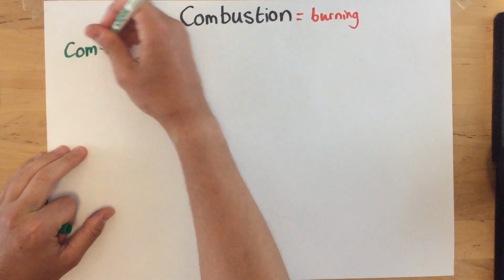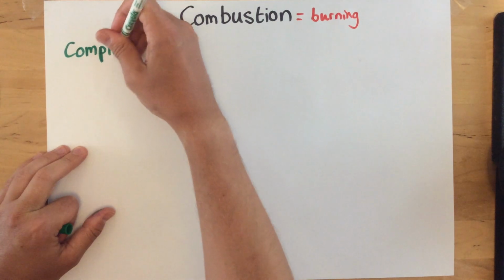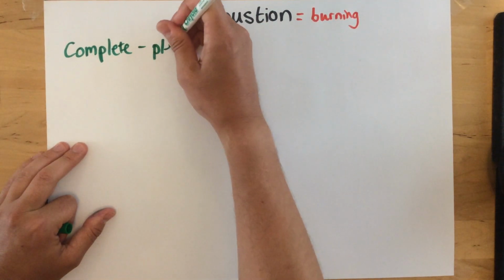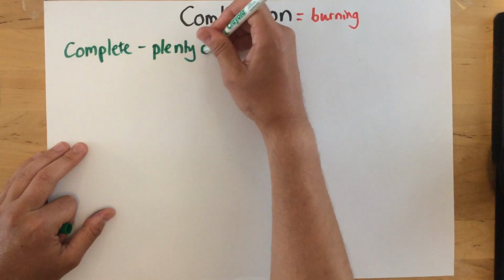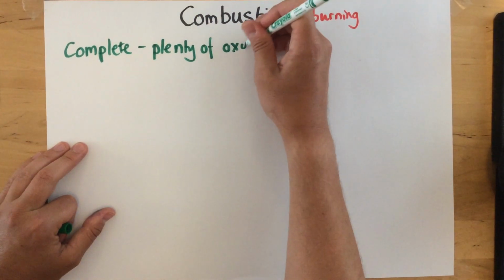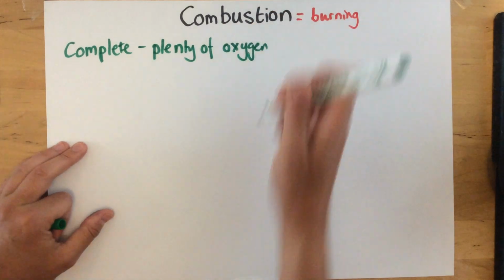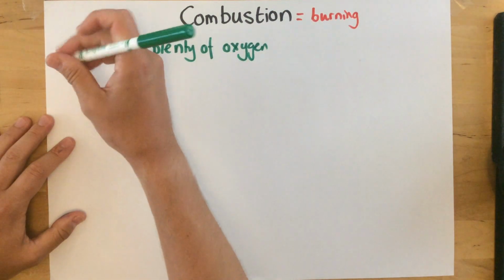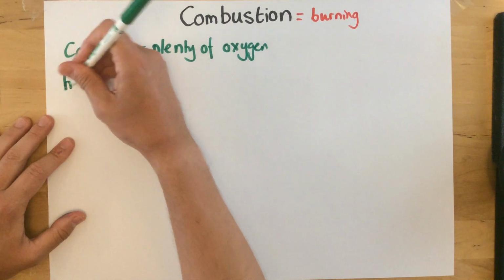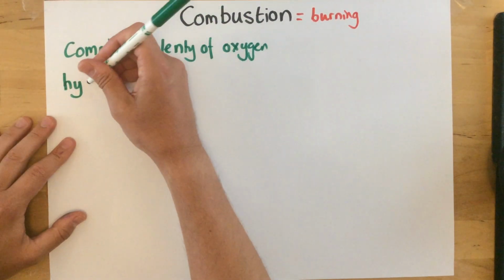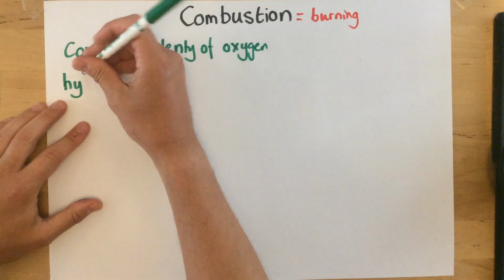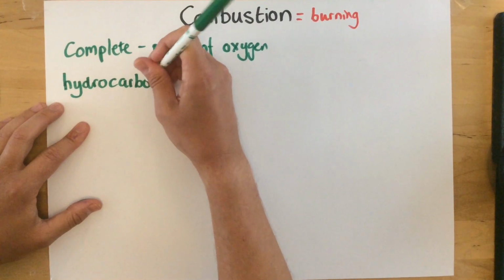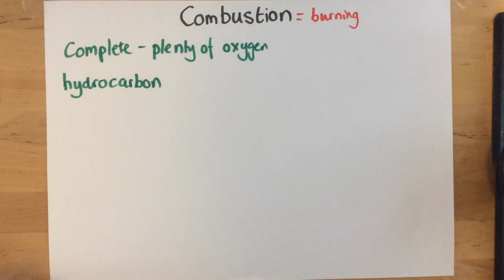Now, the first type of combustion we're looking at is called complete combustion. Complete combustion occurs when we have plenty of oxygen, a really good supply of oxygen. So we're going to have a look at an example. Now, hydrocarbons make great fuels because when they undergo these combustion reactions, they release lots and lots of energy. So a hydrocarbon is just a molecule comprised only of hydrogen and carbon.